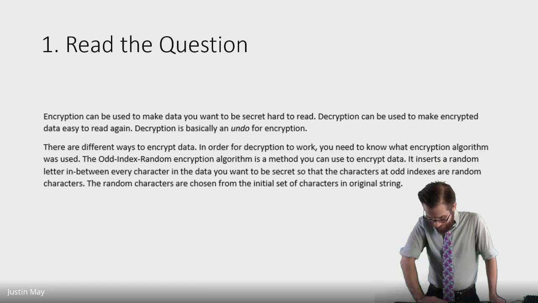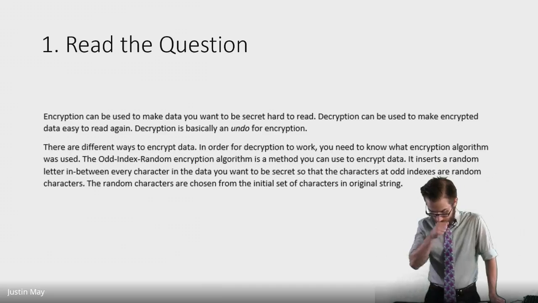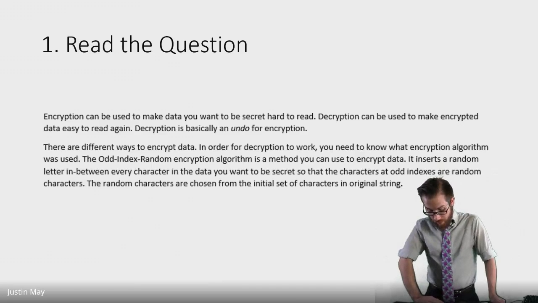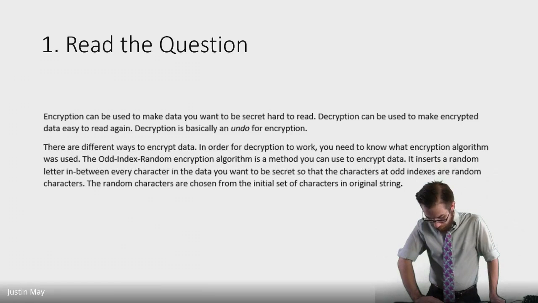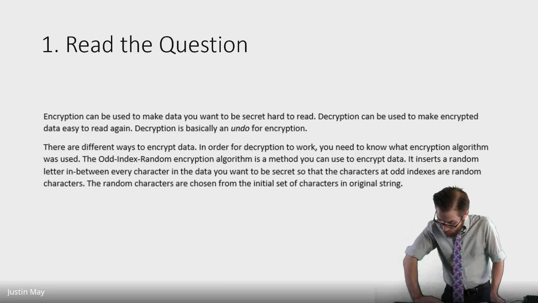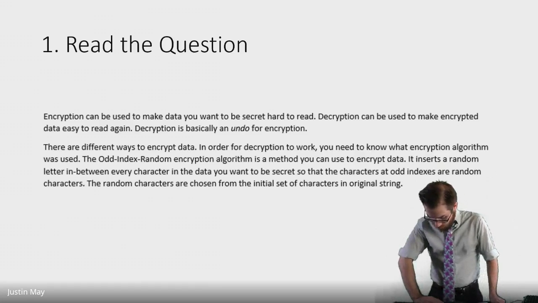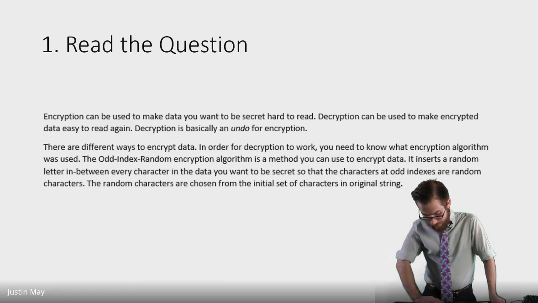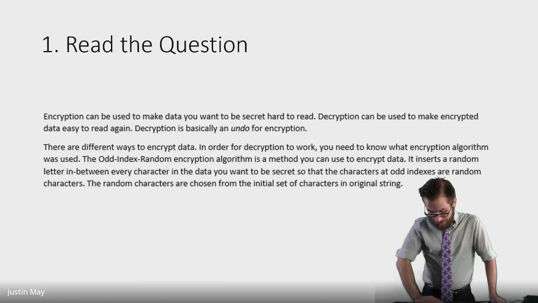Encryption can be used to make data you want to be secret hard to read. Decryption can be used to make encrypted data easy to read again. Decryption is basically an undo for encryption. There are different ways to encrypt data. In order for decryption to work, you need to know what encryption algorithm was used. The odd index random encryption algorithm is a method you can use to encrypt data. It inserts a random letter in between every character in the data you want to be secret, so that the characters at odd indexes are random characters. The random characters are chosen from the initial set of characters in the original string.